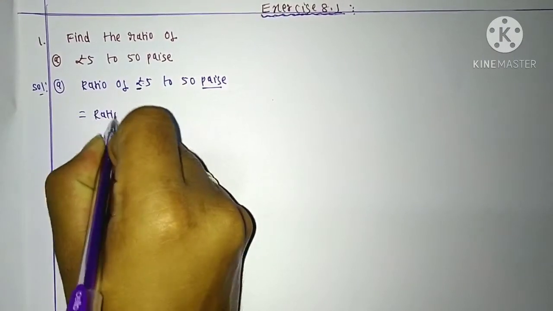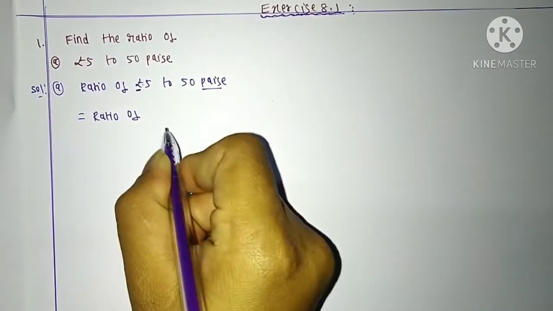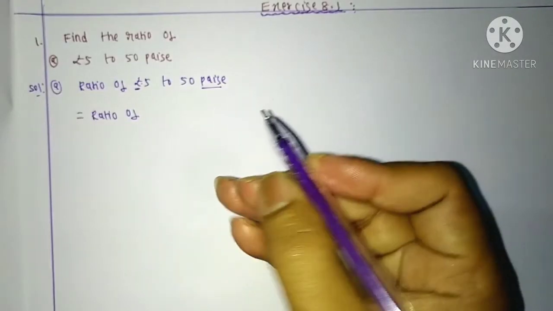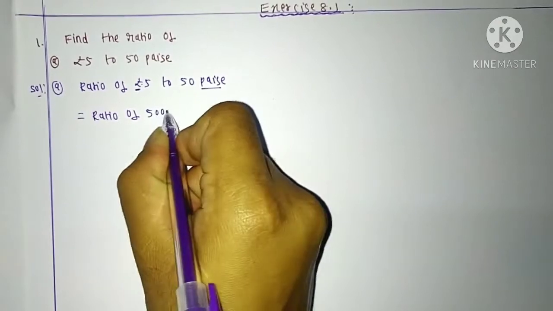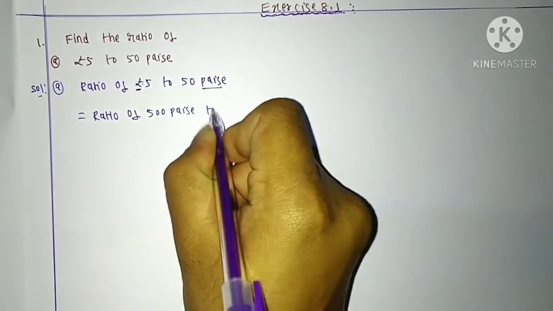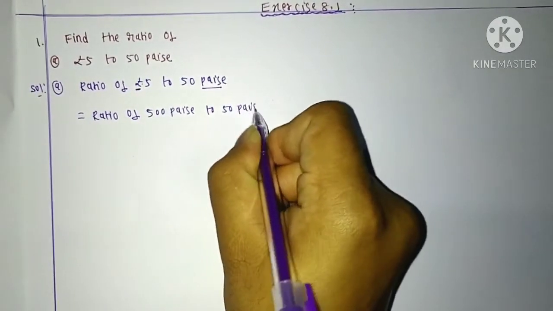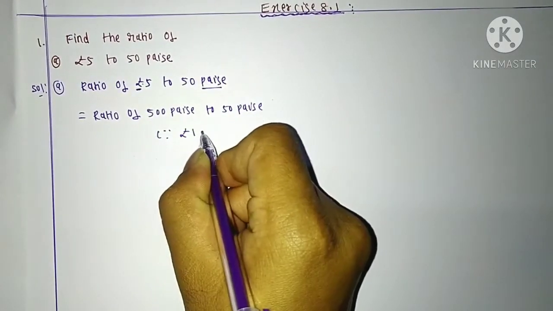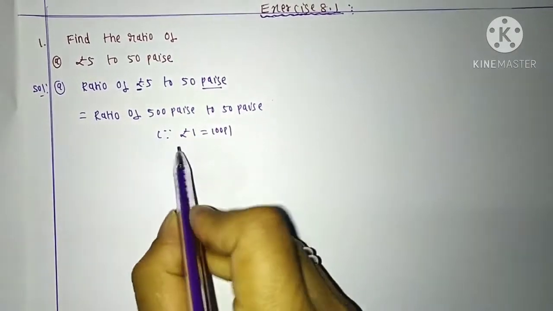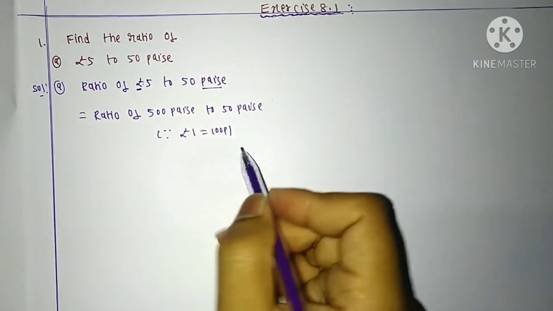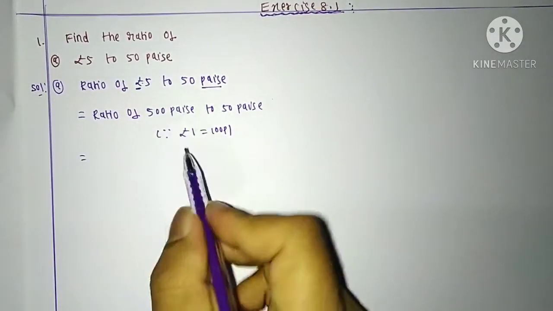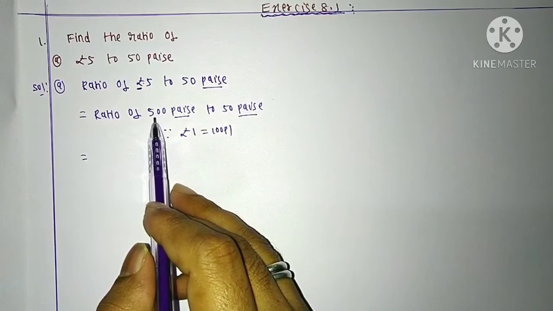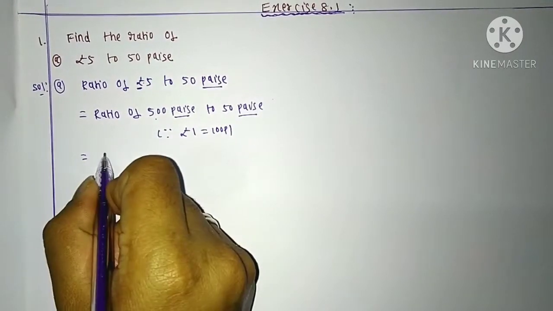How to convert this? Ratio of 5 rupees, which is equal to how many paise? Yes, 5 rupees is 500 paise to 50 paise. Why? Because we know that 1 rupee is equal to 100 paise, so 5 rupees will be equal to 500 paise. Once you have converted them into the same unit, then divide them. So now let us divide 500 by 50 to get our required ratio.